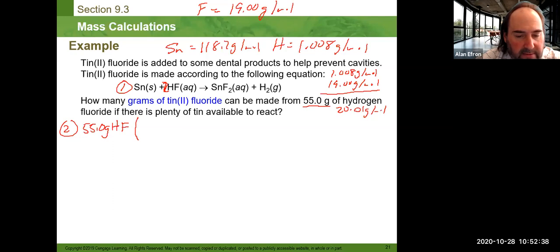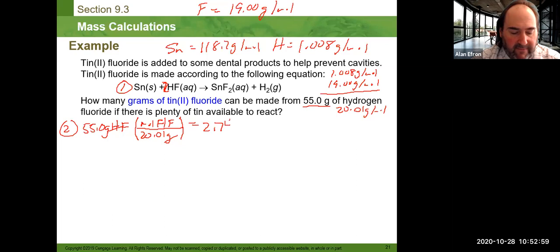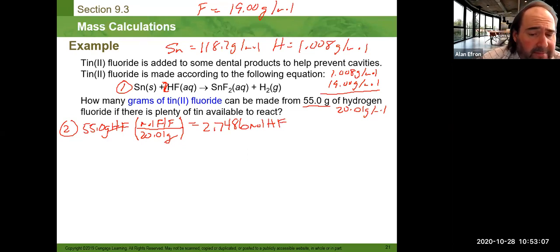So again, we would use that to convert our grams into moles, and grams would go on the bottom here. Our grams will cancel. That's going to give us 55 divided by 20.01. I'm just going to take it to a few digits here, which gives us something like 2.7486 moles of HF.